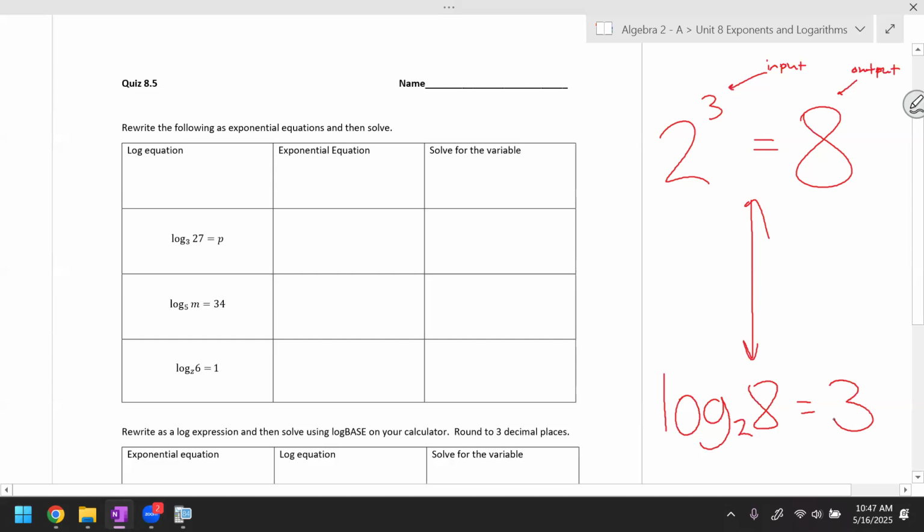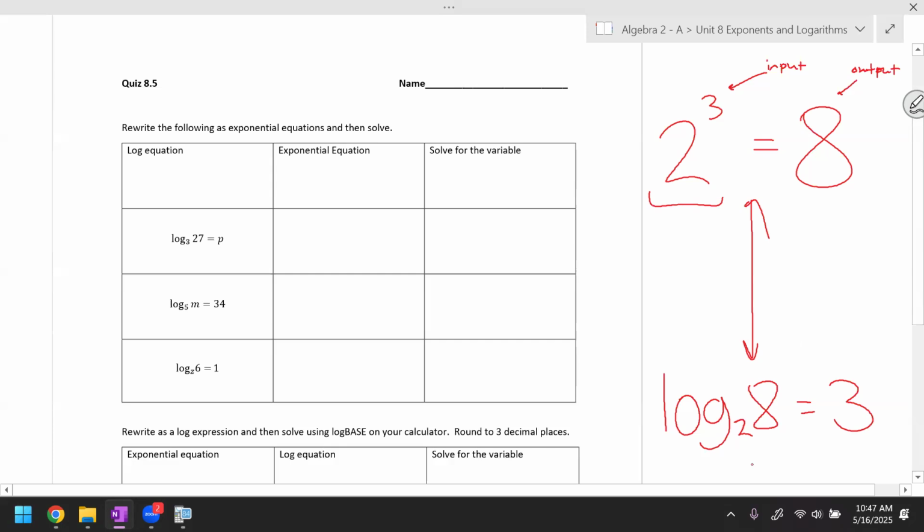So we want to notice, where did the 2 go? The 2 stayed in the base. It was once the base of the exponential. Now it's the base of the logarithm, and I can do it the other way as well. Meanwhile, the exponent eventually landed on its own. The 3 became isolated, and the 8 went into the logarithm. So if I can just remember how to do this, I should be good.